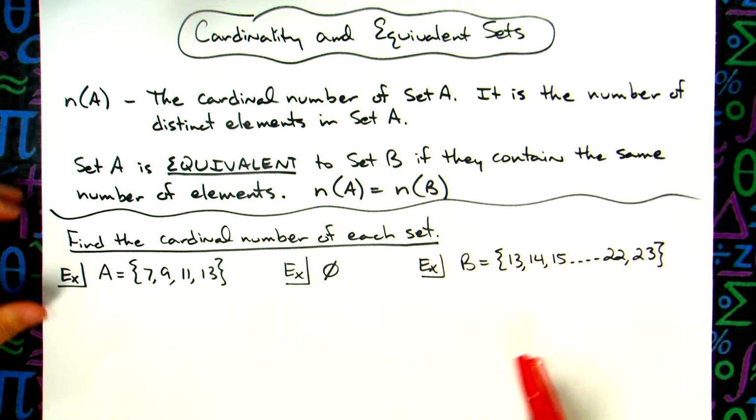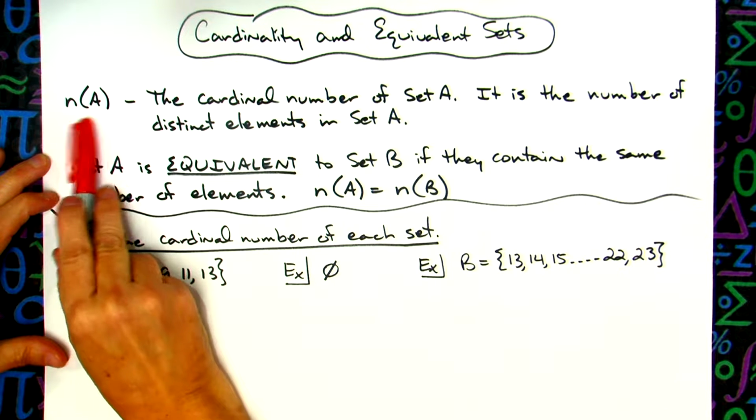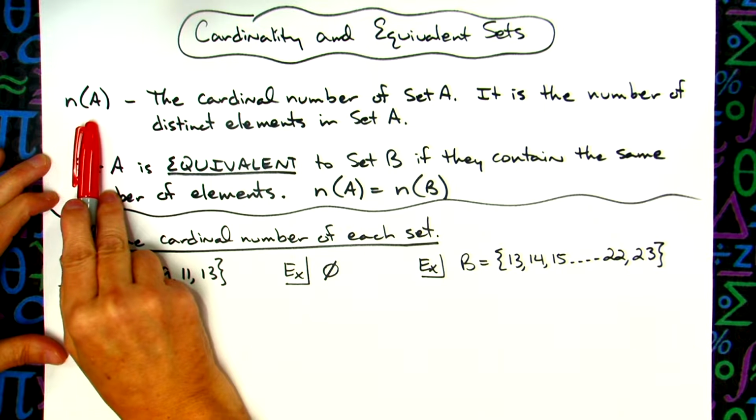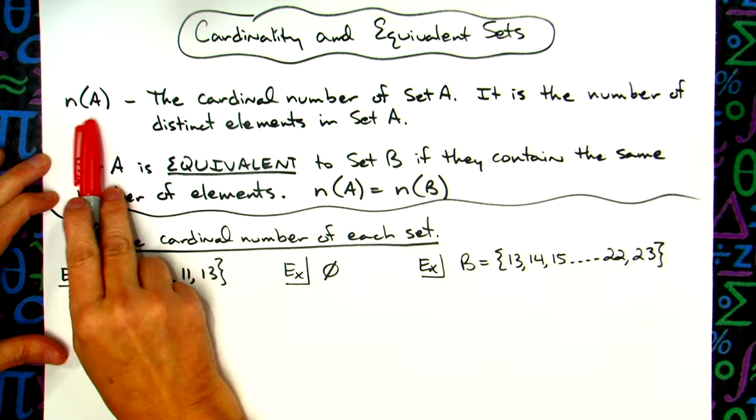In this video, we're going to take a look at cardinality and equivalent sets. This notation is our mathematical notation that represents the cardinal number of a set. It is read N of A. It's the cardinal number of set A, and it's the number of distinct elements that are in set A.